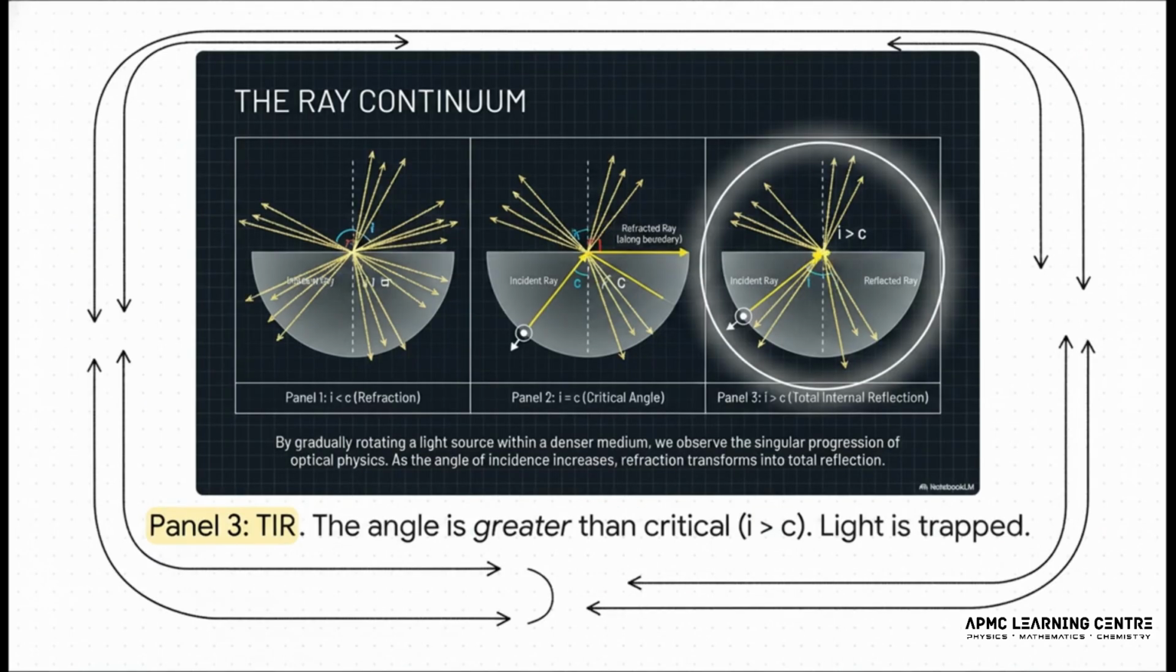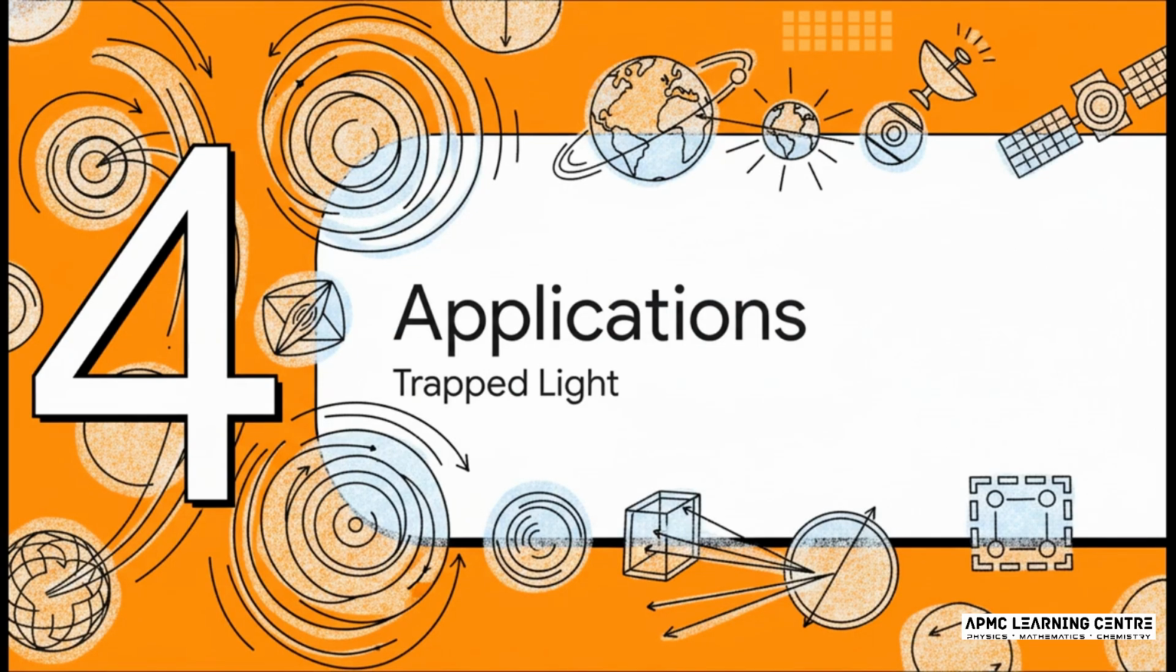And finally, the third panel. We've pushed the angle just past that critical point. And look, the light is completely reflected back down. The boundary has basically turned into a perfect mirror. The light is trapped. So we can trap light. That's awesome. But this isn't just some cool party trick for physicists. This is the engine, the fundamental principle behind some of the most important technologies we use every single day.